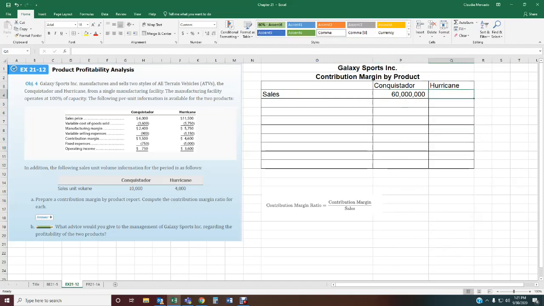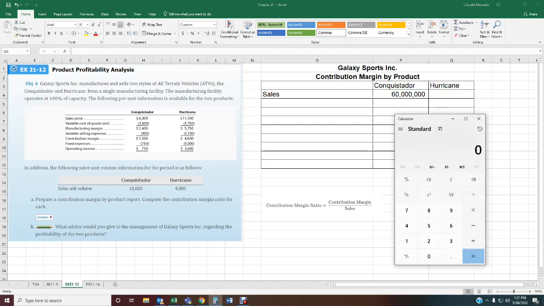We're going to do the same thing for the Hurricane. Now the Hurricane, we sold 4,000 Hurricanes at 11,500. So the Hurricanes are a lot more, I guess, higher end. They're selling for almost double the Conquistadors, 11,500. So my sales are $46 million.